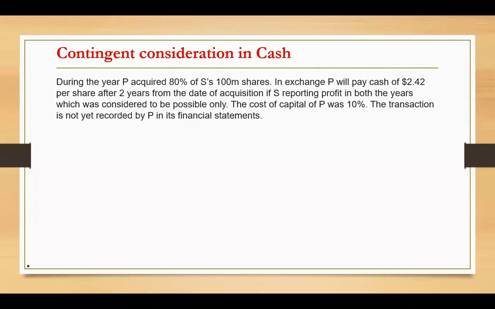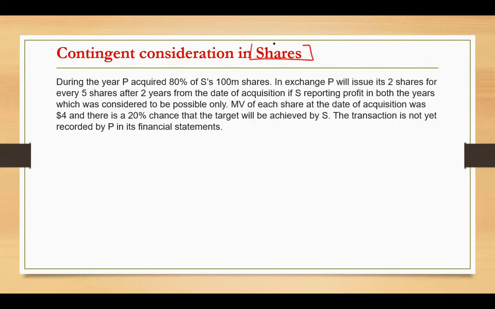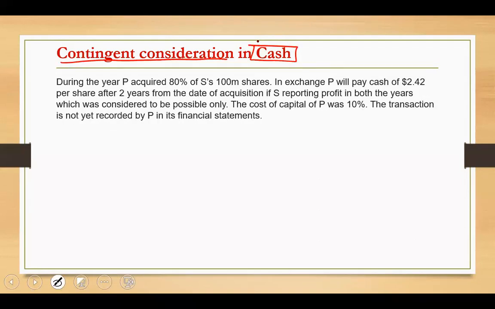Now when we talk about the contingent consideration, there are two types of contingent consideration. Either it is going to be in cash or it is going to be in shares. So we have two different slides, one relating to cash, one relating to shares. So let's start from the contingent consideration in cash.